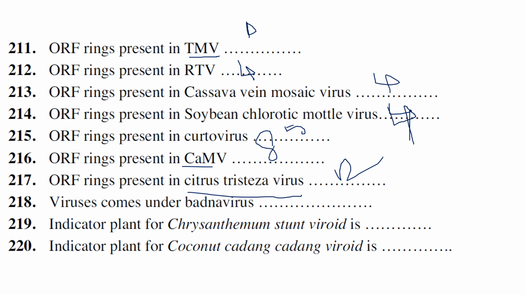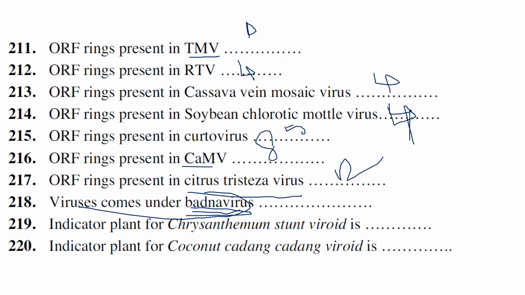The next one is Badna virus. They are asking for a couple of examples. So what are all the examples of viruses that come under this Badna virus group? Like cocoa swollen shoot virus, which is transmitted by mealybugs, and banana streak virus. So these are a couple of examples that come under this Badna virus.